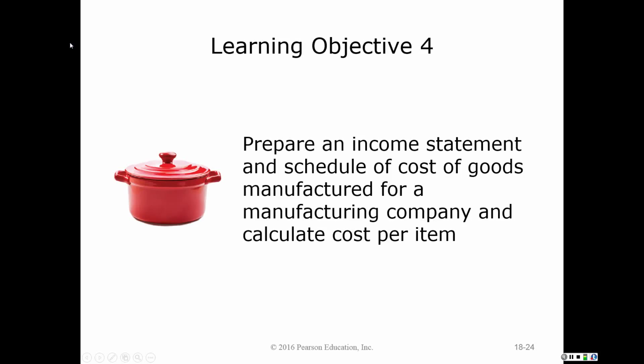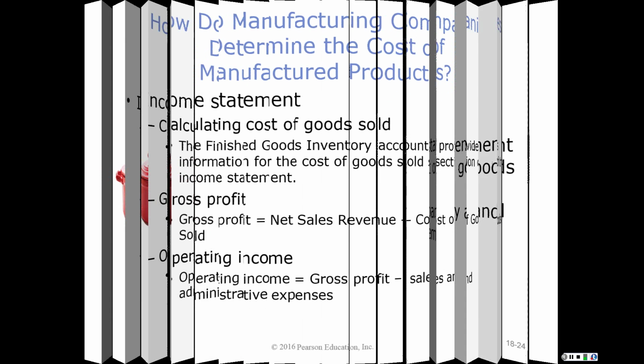In learning objectives 4 and 5, we're going to talk about how to prepare an income statement and cost of goods sold along with the cost of goods manufactured. Cost of goods sold is what we would find on our income statement, and cost of goods manufactured is the cost of inventory on finished goods inventory on our balance sheet. And we'll also take a look at how we can determine the individual cost per item in a manufacturing company as well as in a service organization.